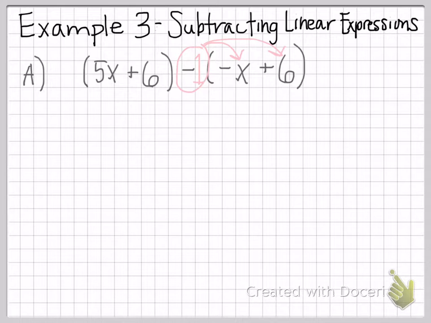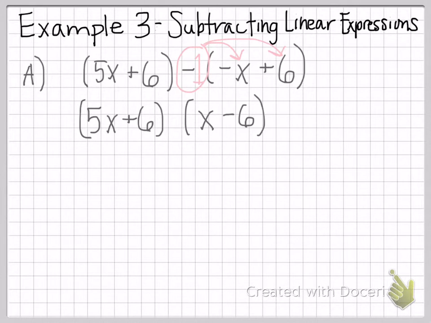So let's bring down what we're not going to touch. We have the 5x plus 6. Okay, what's negative 1 times negative x? That would be a positive x. And what's negative 1 times a positive 6? Remember your multiplication rules. A positive times a negative is a negative, so it would be a negative 6. Does that make sense? And if it doesn't make sense, I'm going to explain it to you another way.